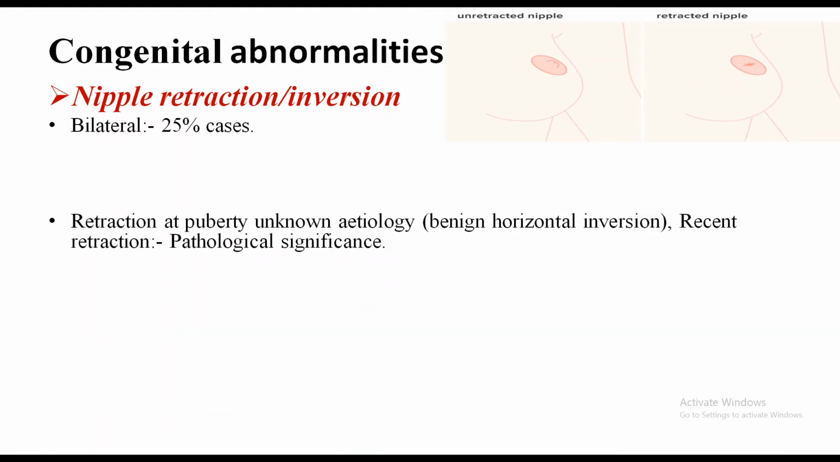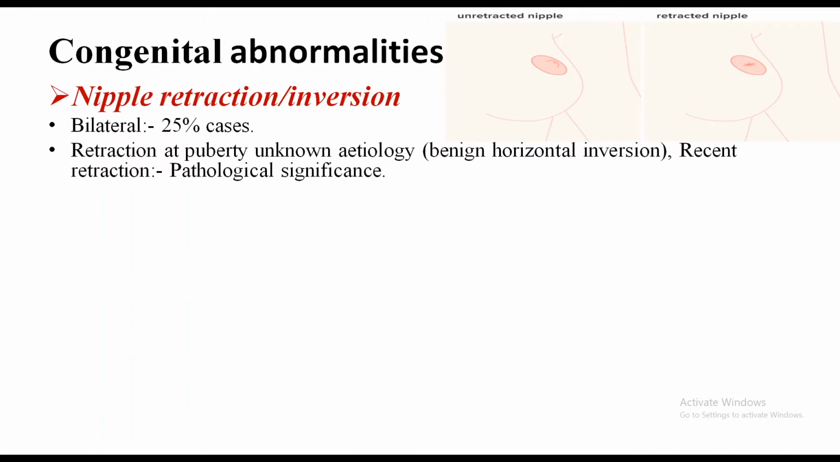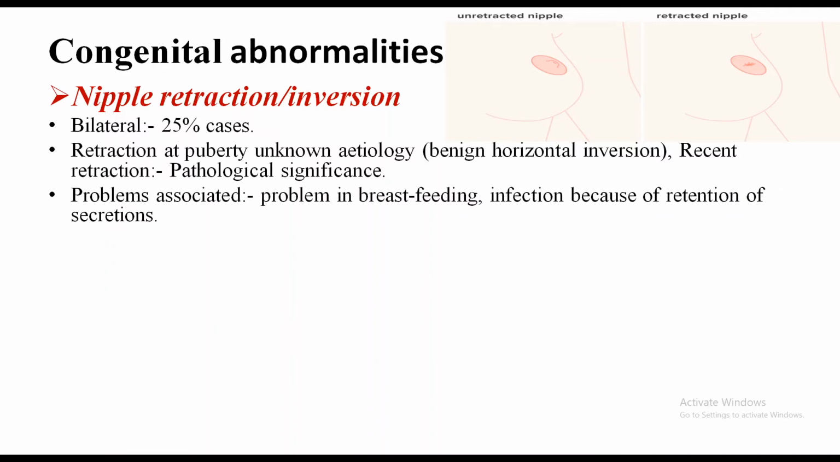retracted nipple or inversion. You can see in the picture that this is the everted, normal unretracted nipple, and this is the retracted nipple. It is a slit-like retraction of the nipple. It is bilateral in 25% of the cases, and retraction at puberty is of unknown etiology. When it is horizontal slit-like, it can be benign horizontal inversion, but in a patient who says she has recent retraction, there is a significant pathological relation to it.